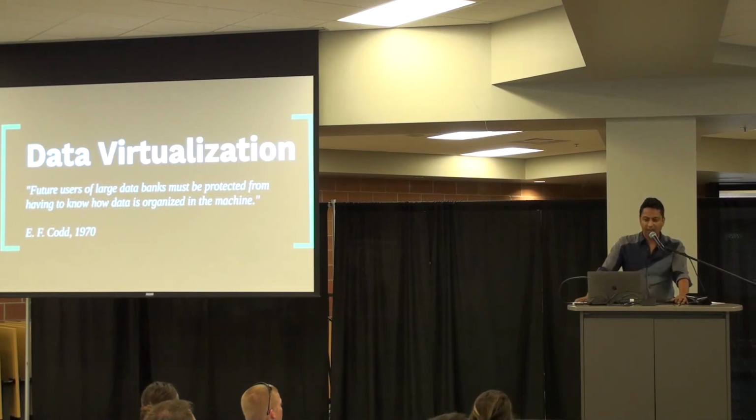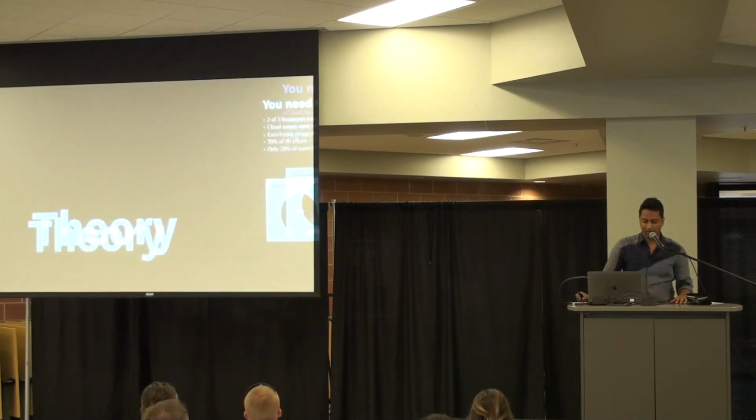Now, the interesting thing about this is in the opening paragraph of the paper, he describes what we would call today data virtualization. So future users of large data banks should be insulated from the details of the machine, how the data is organized in the machine. Now, the fascinating and prescient thing about this is that this defined data virtualization. The depressing thing about this is 50 years later, we're just figuring out how to do this. And we'll talk about what some of the reasons are for that.